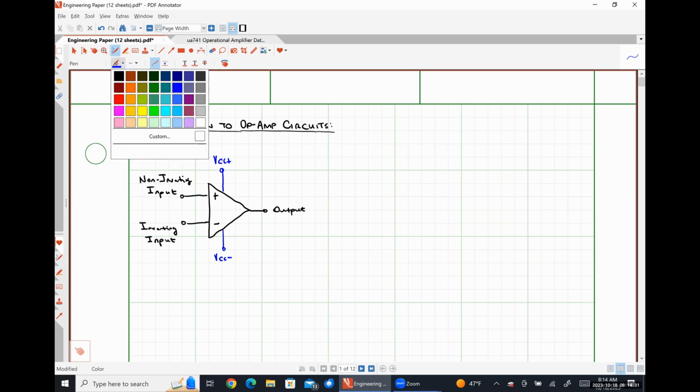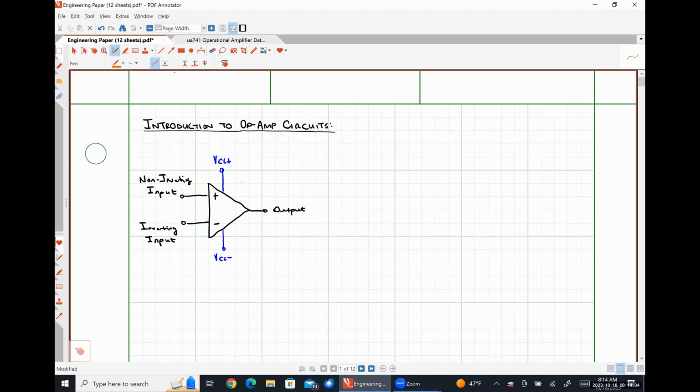Two other pins that were on the data sheet were null 1 and null 2. The op amps that we are going to use in our practical experiment on Friday do not contain these pins, but I want to talk to you a little bit about what they're for.